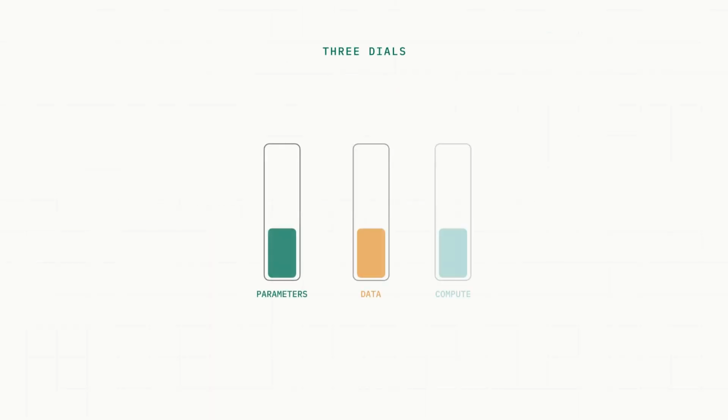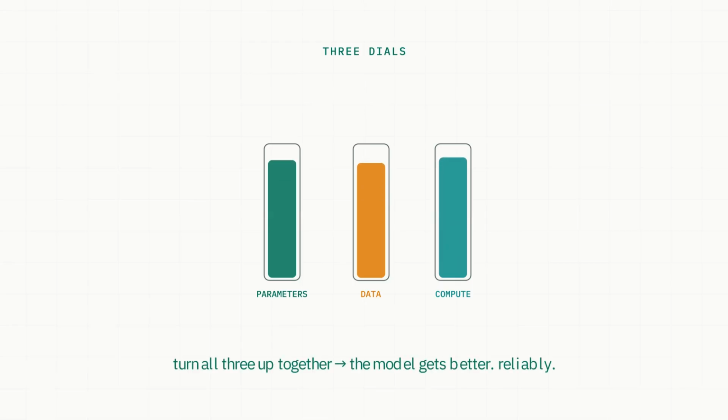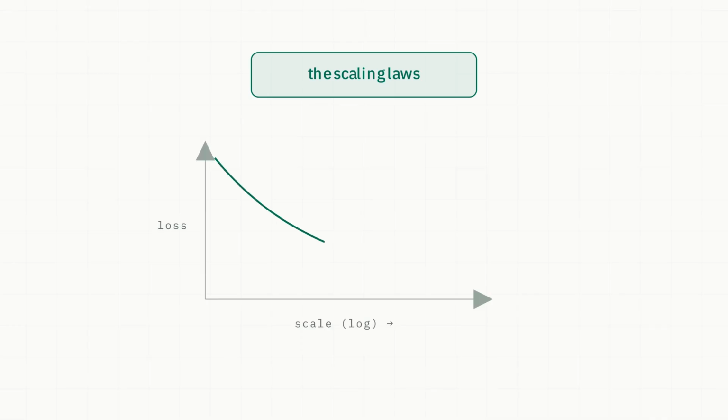There are really three dials you can turn. The first is the number of parameters, the count of knobs, how big the model is. The second is the amount of data, how many tokens it trains on. And the third is compute, how much total calculation you pour in. Turn all three up together and the model gets better. Reliably, predictably, almost boringly so. And that predictability is itself a profound discovery.